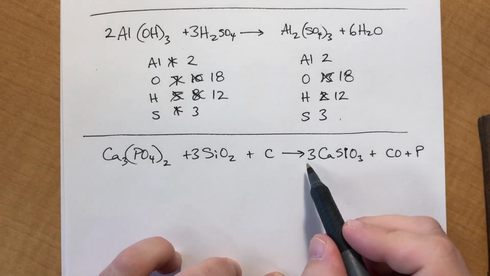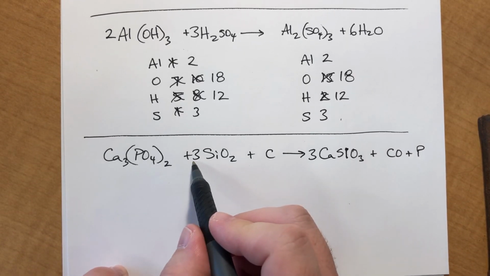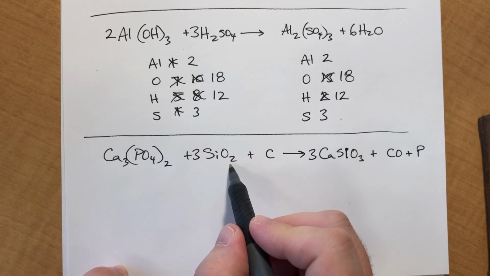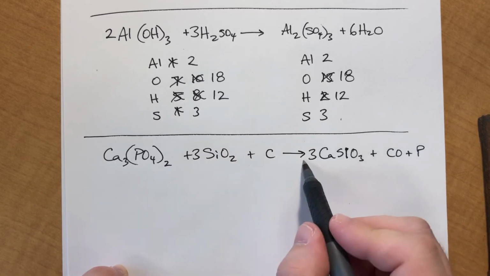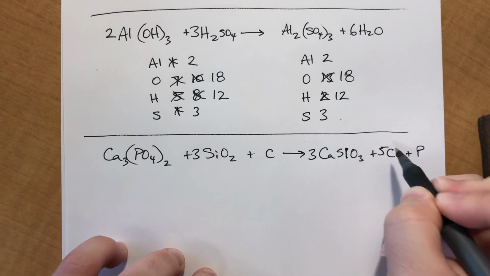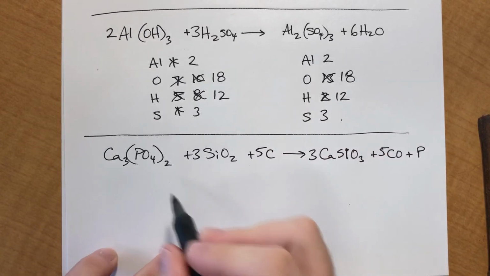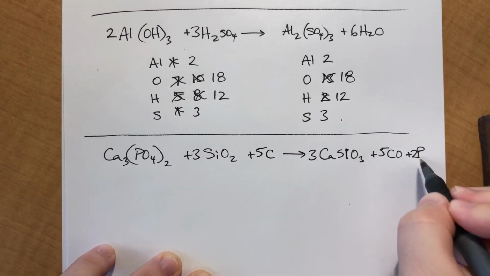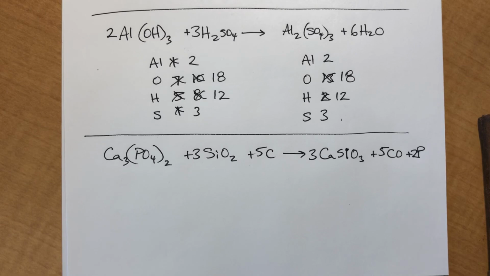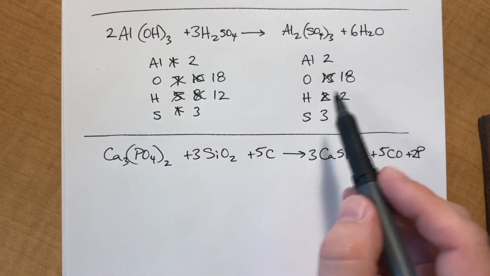On this side, we have, well, this is 8 plus 6 would be 14. On this side, this is 9. 9 plus 5 would be 14. So we need a 5 here, which gives us 5 carbons. So now we need 5 carbons here, 2 phosphorus, 2 phosphorus. Sorry, my handwriting got sloppy on that one. But it's the same process, I just didn't have to write all this out.